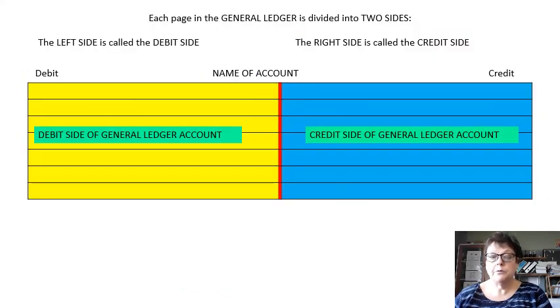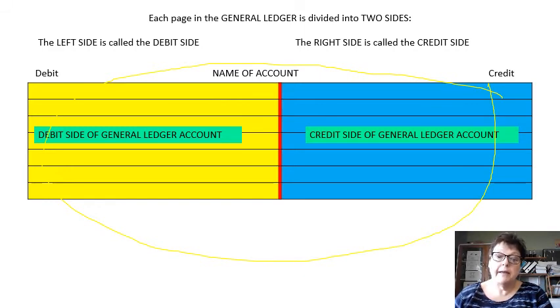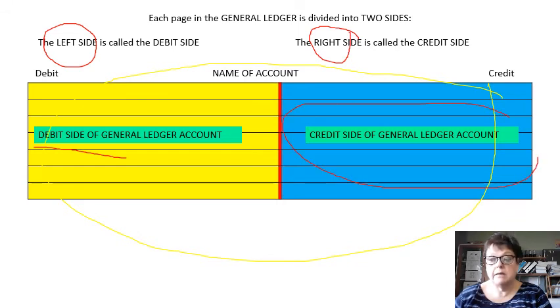The last bit of work for today, the ledger is in a book. Each page in that ledger is divided into two sides. This is a page. Can you see? This is one page. This page has two sides. The left-hand side of the page is called the debit side. The left-hand side is debit. And then the right-hand side is called the credit side. So this is the credit side. That's where our lesson is going to stop for today.